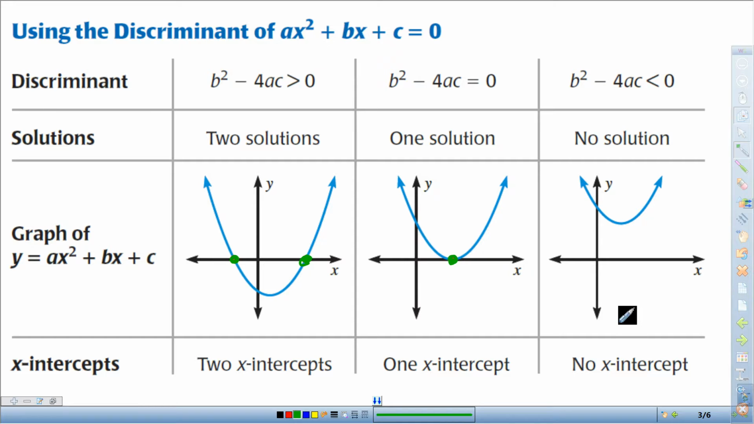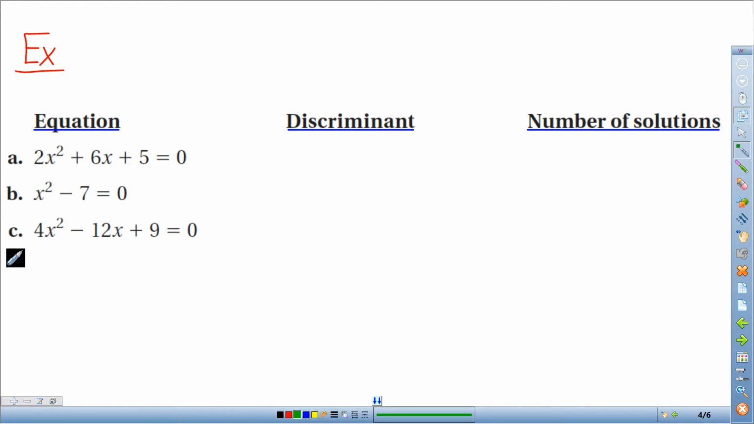Okay, cool. So we're just going to try out some of these. Let's take a look at 3 examples here together. So go ahead, copy this, and we'll try it together. Okay, so here's our equation. First thing they want us to do is write the discriminant and then use that to figure out the number of solutions. And again, that's really the purpose of this lesson.